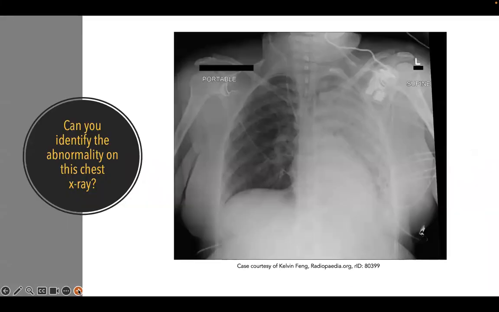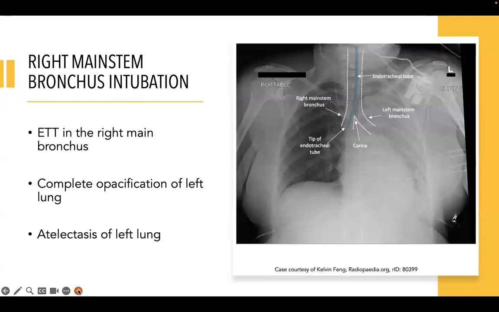Can you identify the abnormality on this chest X-ray? This chest X-ray image is from a study of a 45-year-old female undergoing a surgical procedure. Following induction, the patient became bradycardic and hypotensive, increased airway pressures, and progressive hypoxemia.